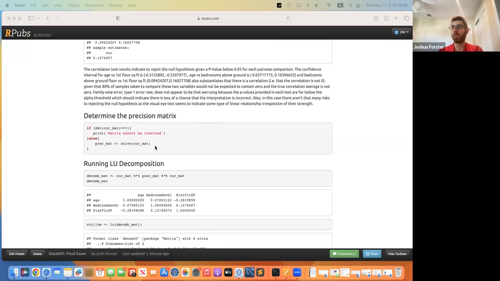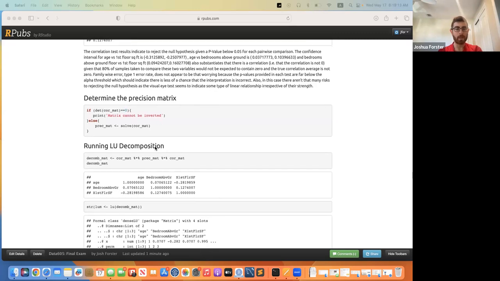And then to take it a step further, we were inverting our matrix into a precision matrix and then multiplying that by the correlation. So multiplying the correlation by the precision by the correlation, and then decomposing it.